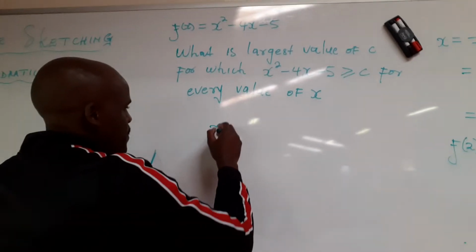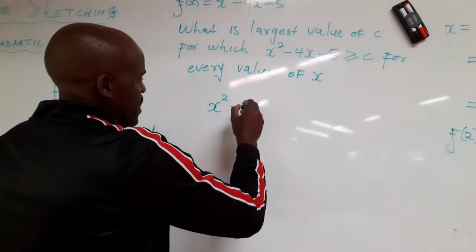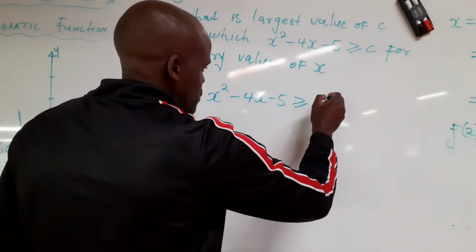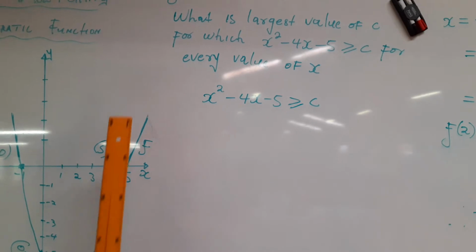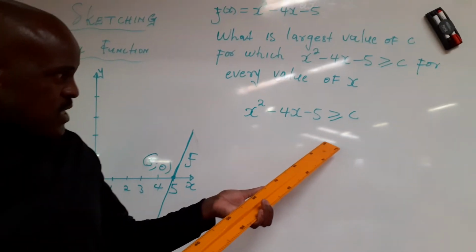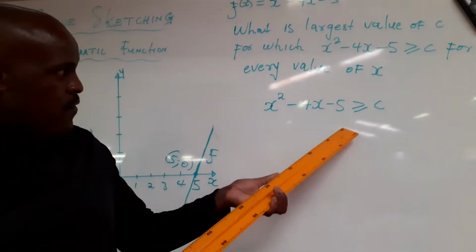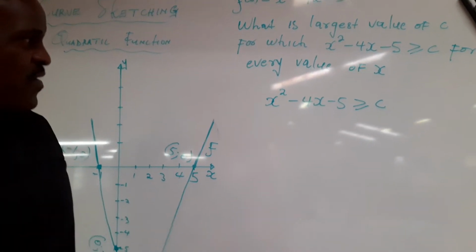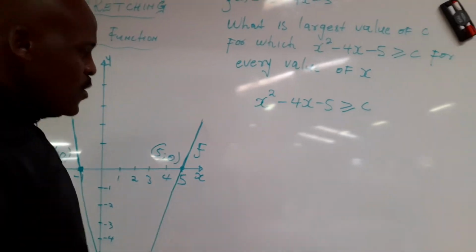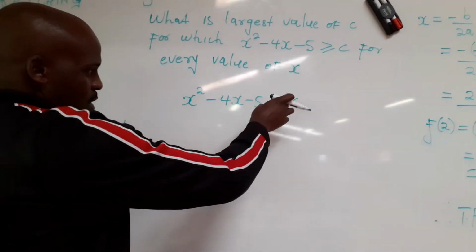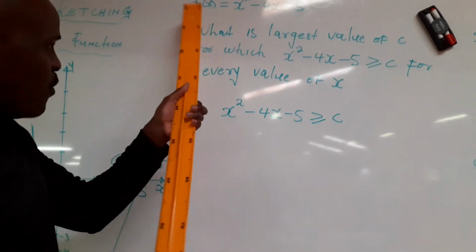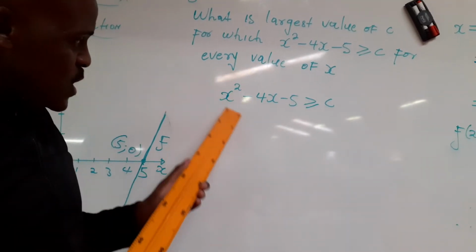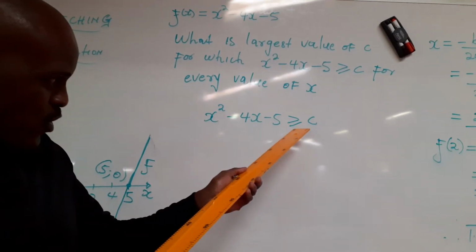Now we have x squared minus 4x minus 5 greater or equal to C. So we are to find the largest value of C for which this is greater or equal to C. Right? This means that when you look here, C is in the place of y. So we are to find this where it is greater or equal to y.